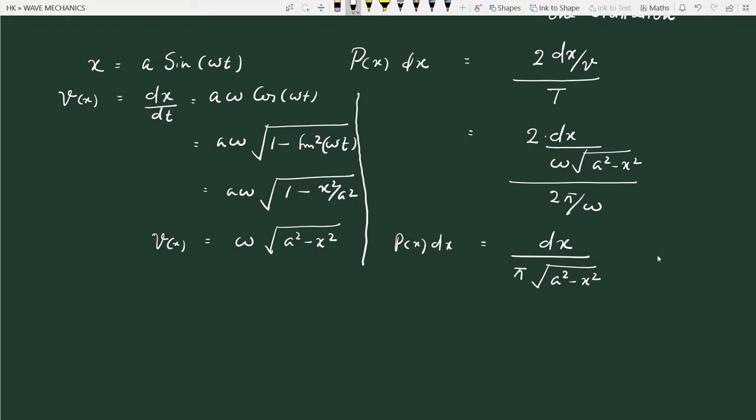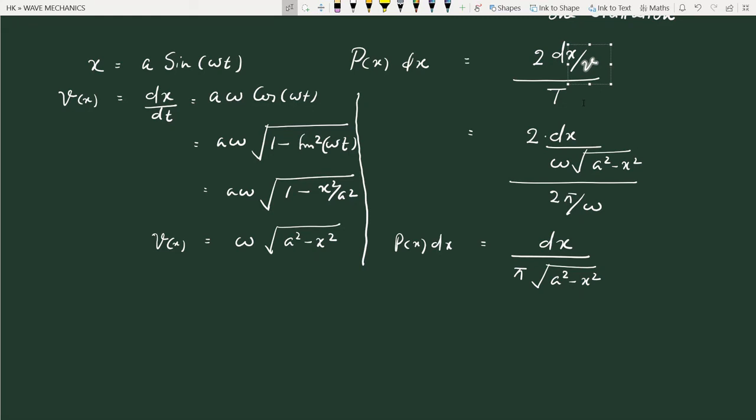Or we can say that, roughly, you can get this idea: if you look at the first expression, probability is inversely proportional to velocity. Why do we say that? Near the extreme points where the velocity is small, the particle spends more time at the extreme points because the velocity is small. So there is more chance of finding the particle near the extreme points. Near the mean position, the velocity is maximum, so the particle quickly passes through it. It spends very little time around the mean position, so the probability of getting detected is small.